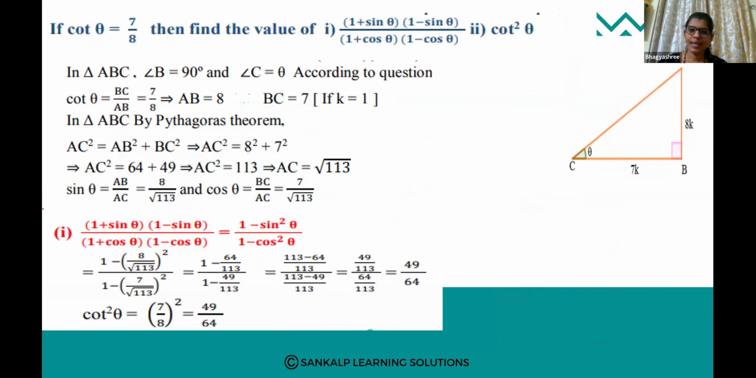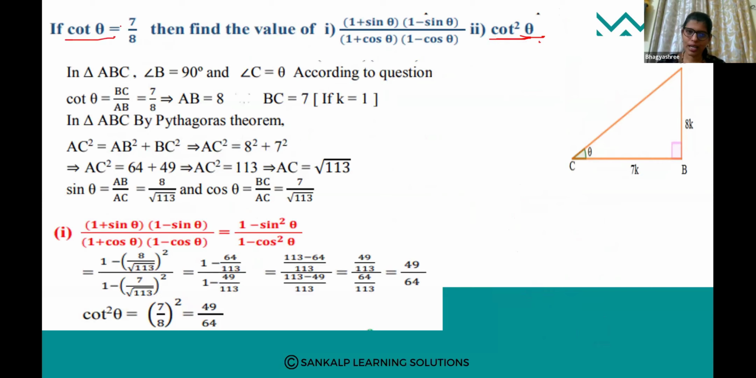See, if cot theta is equal to 7 by 8, they ask in a similar way. If cot theta is equal to 7 by 8, then find the value of (1 plus sin theta) into (1 minus sin theta) divided by (1 plus cos theta) into (1 minus cos theta). Second one, cot square theta we need to find out. I will go on explaining correctly, watch.